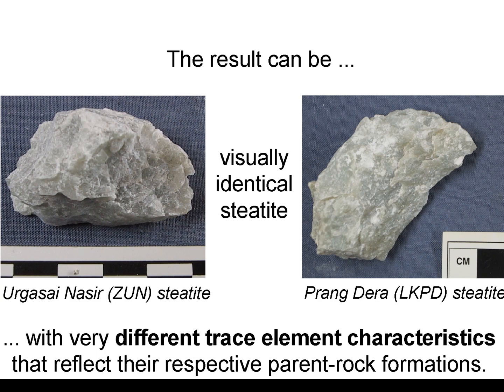Here are two examples from completely different types of parent rock. Ultimately, this causes steatite to have very different trace element characteristics that reflect their respective parent rock formations. And it is these variable trace element characteristics that make sourcing steatite artifacts possible. The very first step in such a study is to locate and acquire samples from as many potential sources as possible.